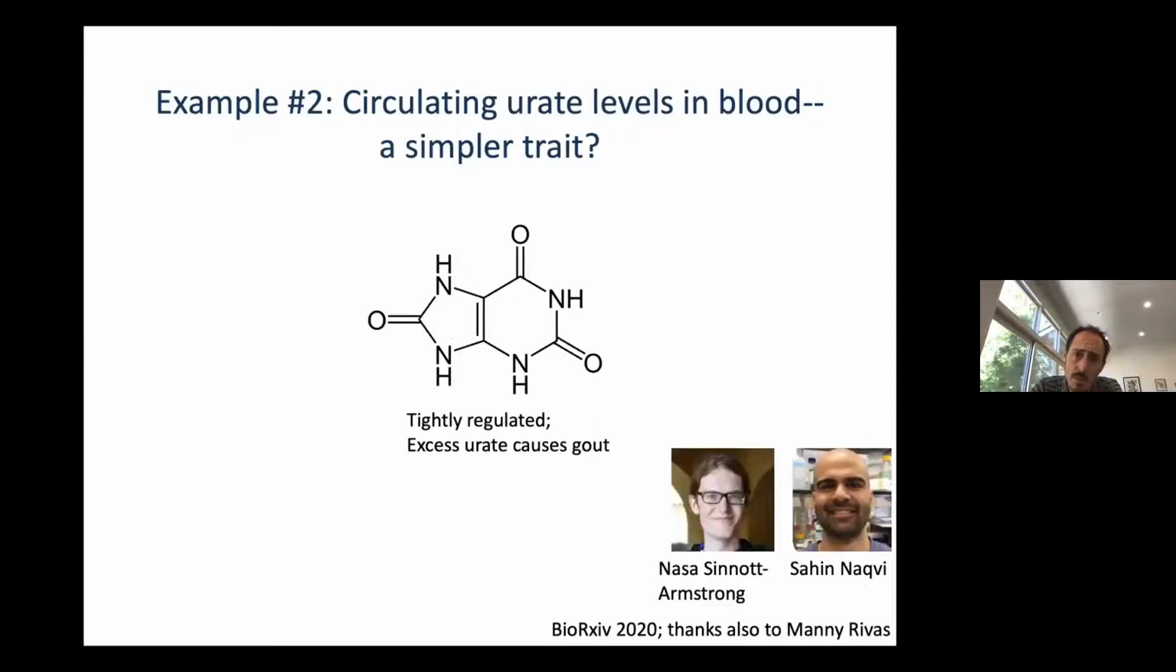So we became interested in urate and testosterone and other molecular traits because we think, number one, because they are molecular, they sit somewhere in between the complexity of, on the one extreme, organism level phenotypes like disease or height or BMI, and on the other end, cellular level traits like, for example, eQTLs.